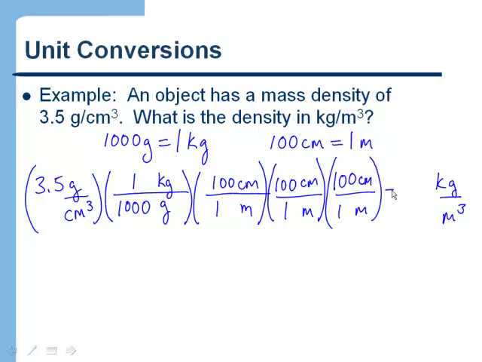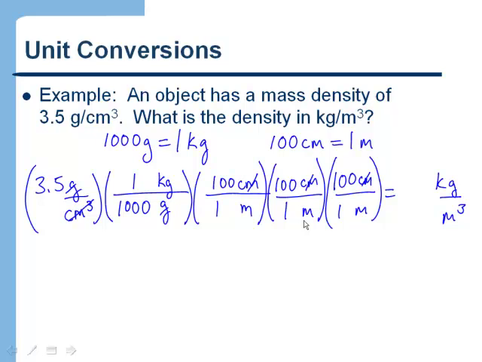So that way I've got centimeters, centimeters, and centimeters. So that would be centimeters cubed. That will cancel with the centimeters cubed there. Again, grams cancels with grams. And then you'll notice what I have left is kilograms on top and meters times meters times meters on the bottom, which is meters cubed.